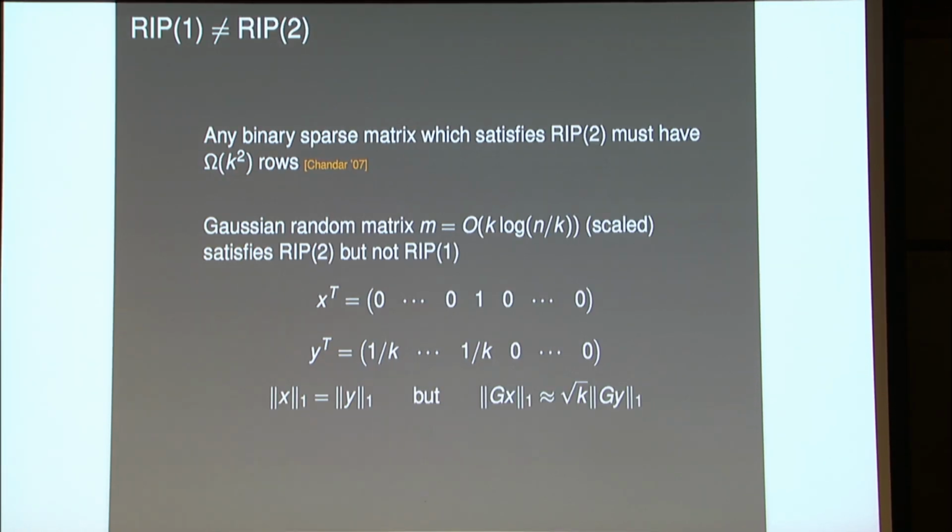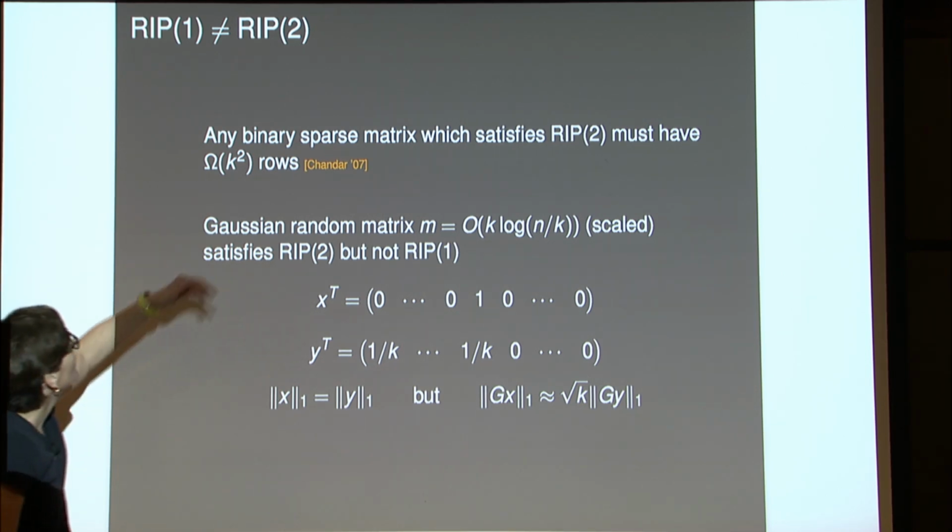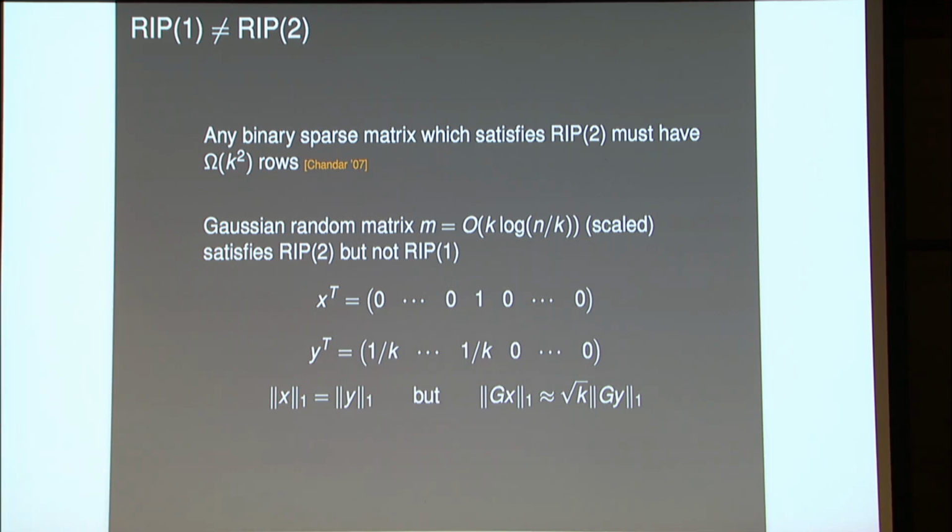Okay. Now, you might ask, how much do RIP1 matrices look like RIP2 matrices? And I will say they look like one another only when you have lots and lots of rows. When you have a small number of rows, they look very much not like one another. And so someone showed in 2007 that if you have a binary sparse matrix which satisfies RIP2, then it must have a fair number of rows, like k squared rows. So it's got to be pretty tall. This k squared being taller than k log n for the appropriate range of k.